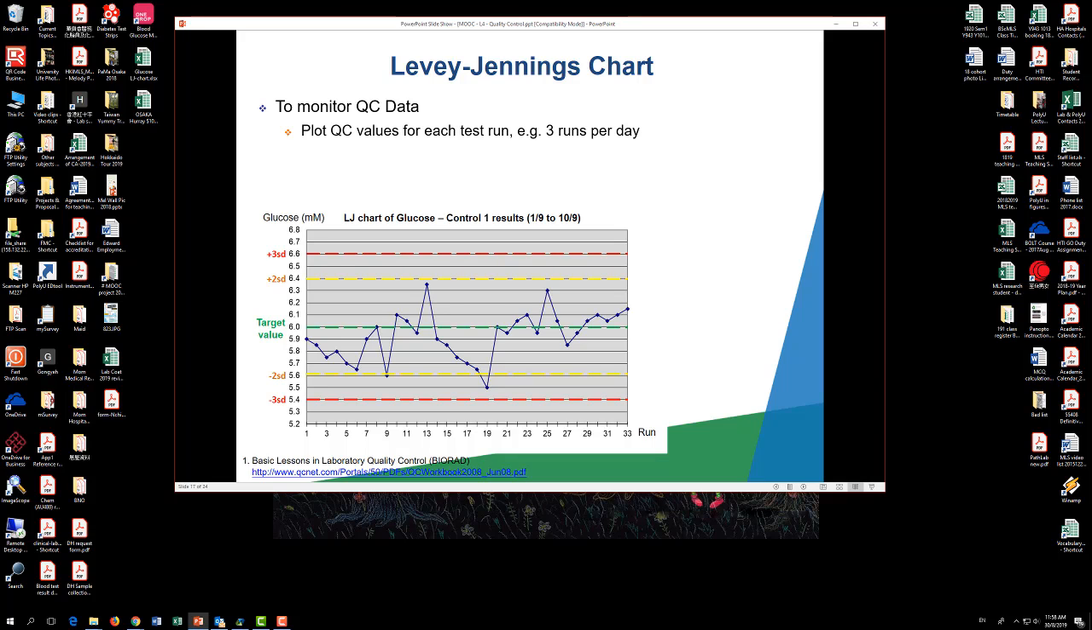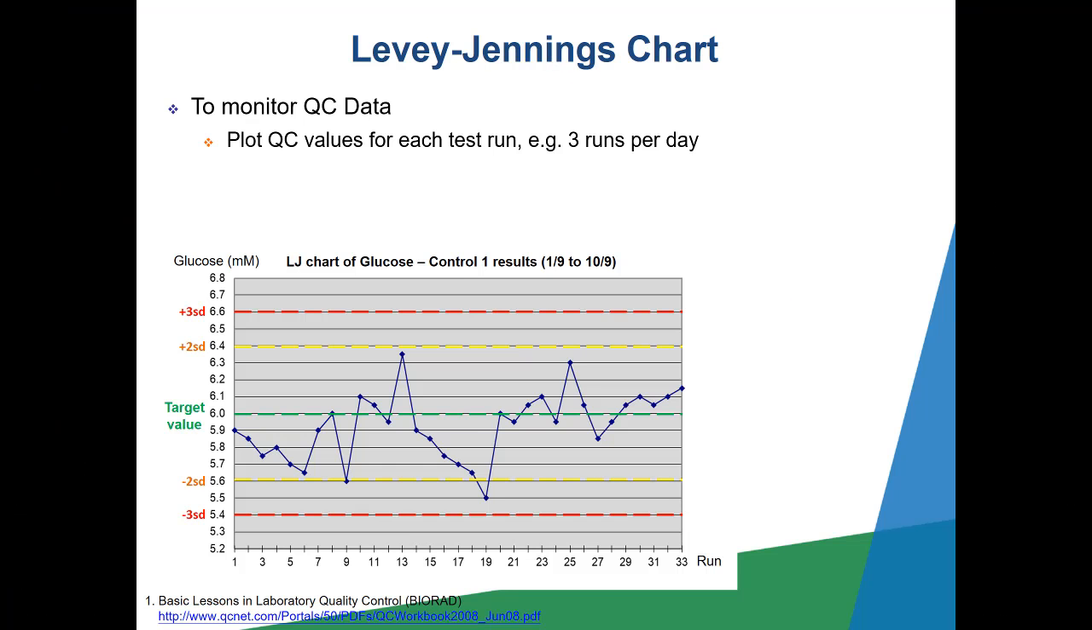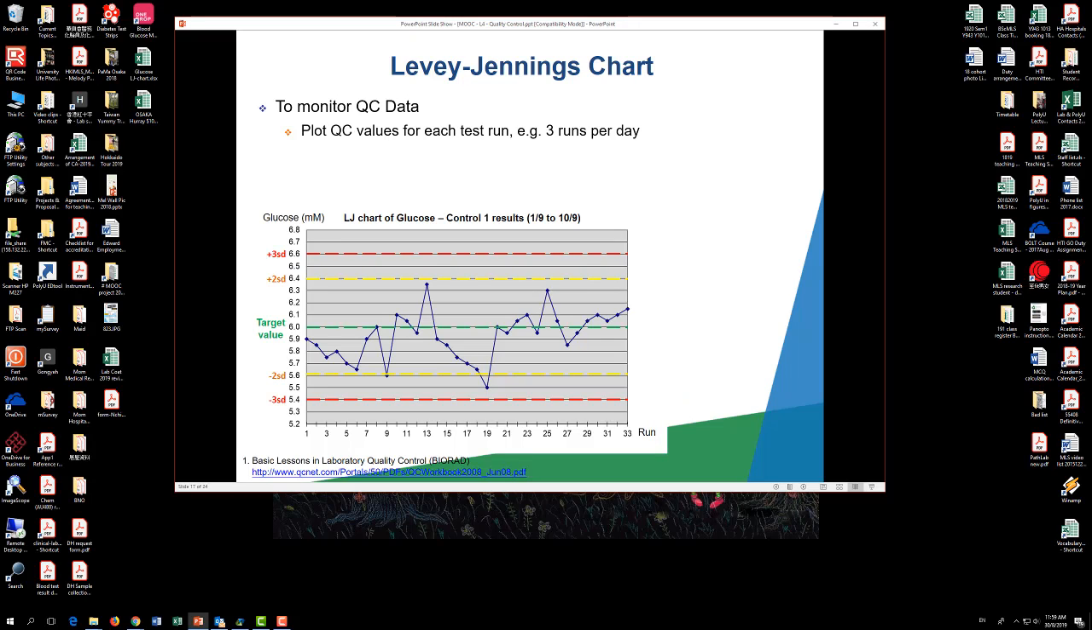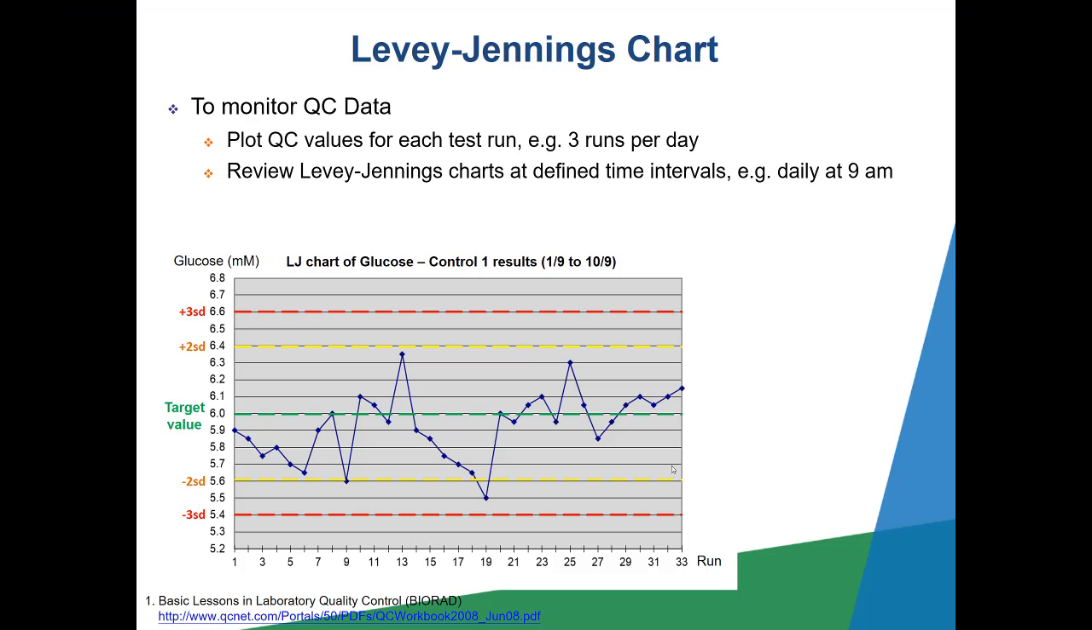To monitor the QC data, we will plot each of the QC runs into a Levy-Jennings chart. Take the glucose test as an example. The laboratory may run QC 3 times a day. So the analyzer will keep every QC value and present it in a Levy-Jennings chart. Medical technologists will review the LJ charts at a certain time interval, for example at 9 a.m. each day, so we can check any potential errors and correct them.